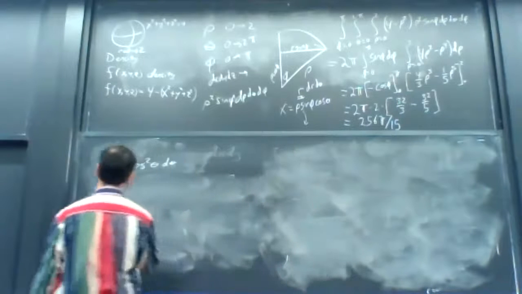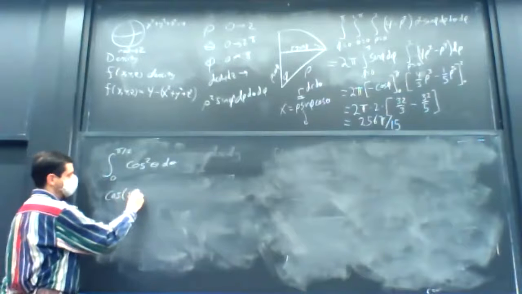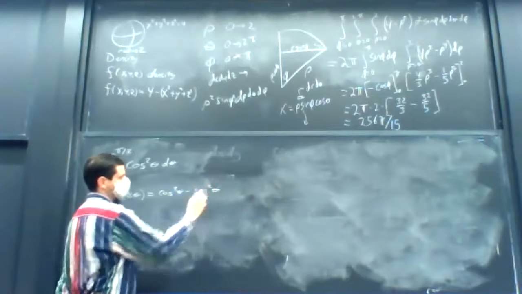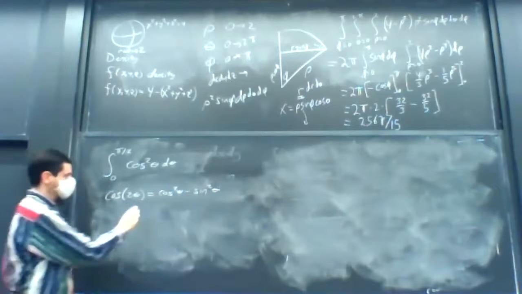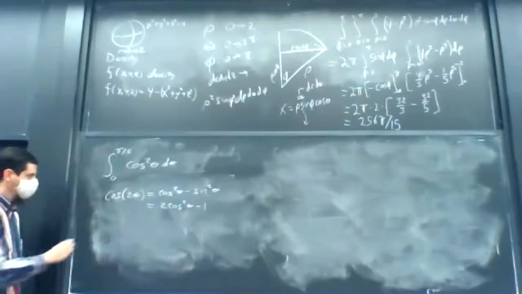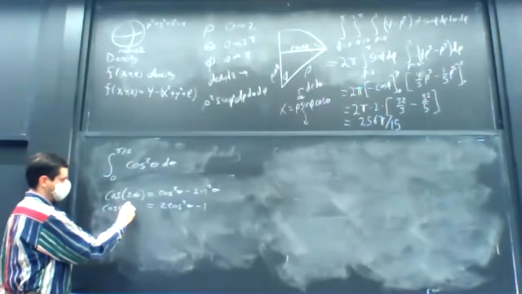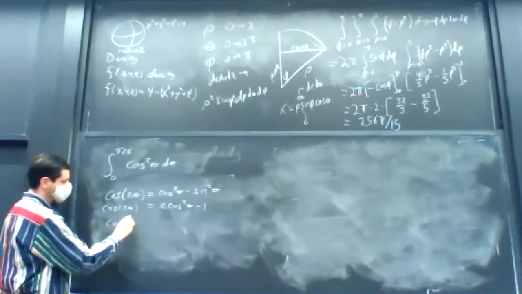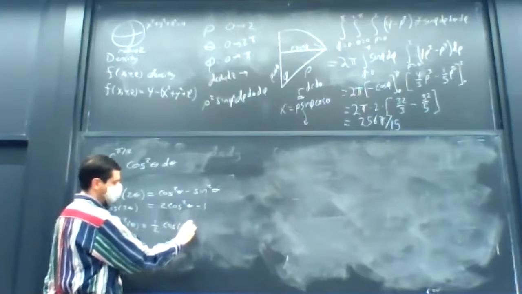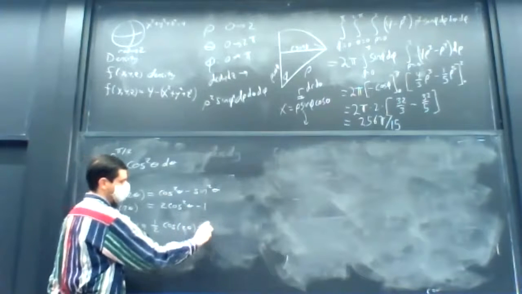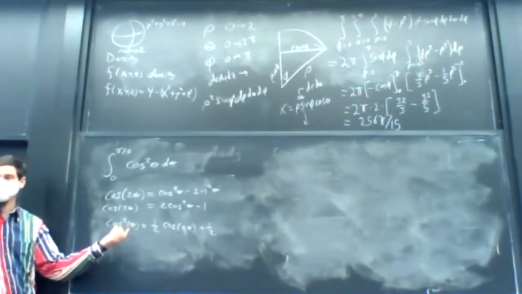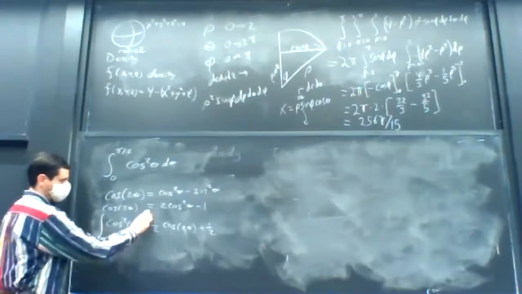So for instance, cosine of 2 theta is cosine squared theta minus sine squared theta. Well, that's the same as 2 cosine squared theta minus 1. So cosine squared of theta is going to be 1/2 cosine 2 theta plus 1/2. And if I write it like this, I can now actually integrate this.